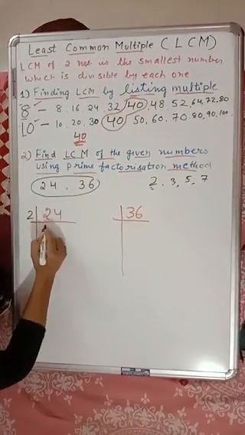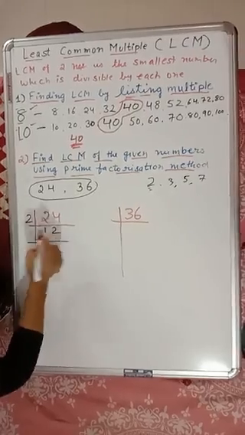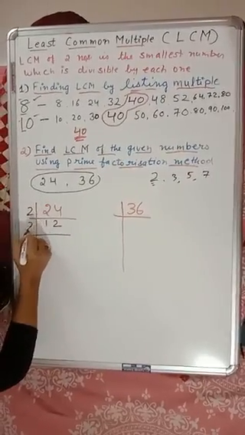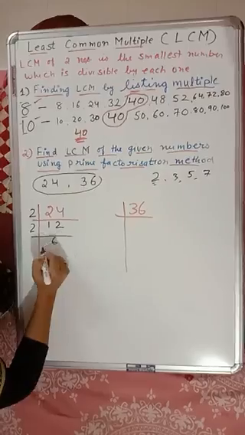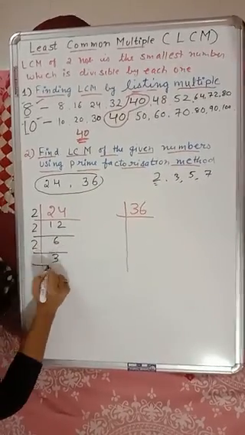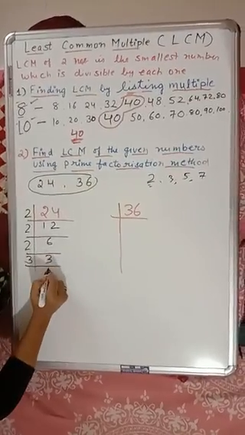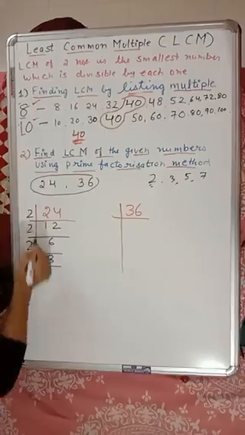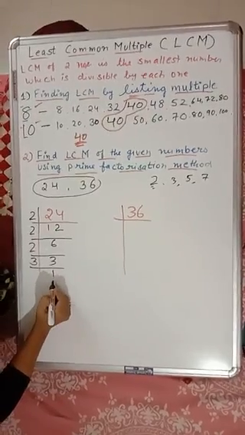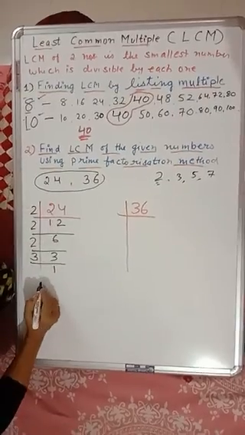What will come? 2 ones are 2, 2 twos are 4, so 12. Now again 12 comes in the table of 2. It will go by 2: 2 sixes are 12. Then 6 goes by 2, giving 3. Now 3 has come, and 3 will go by 3. We have to keep on doing this till we get 1. Now these are the factors of 24.